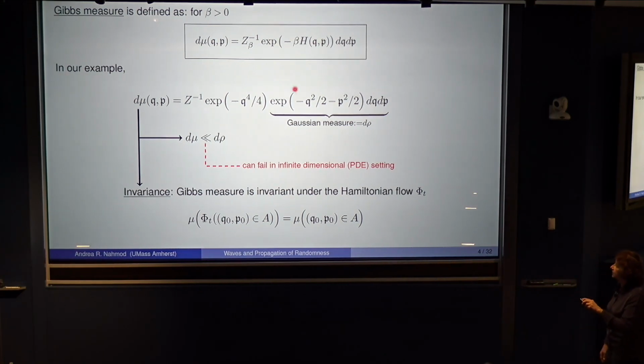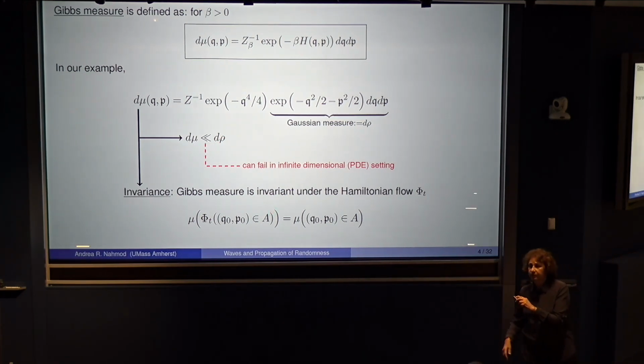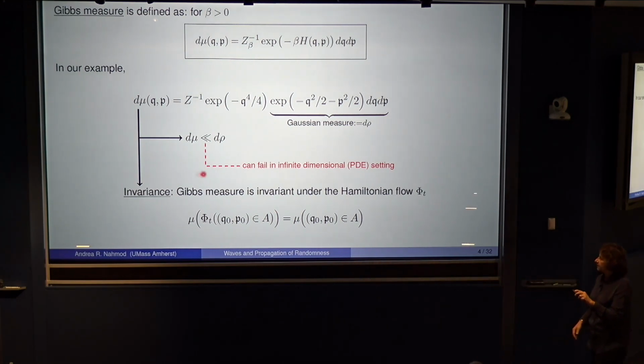So in the example for the potential that I gave you, this translates into simply the exponential of minus q to the 4 over 4 times, I put the q squared here, a Gaussian measure, okay? So this Gibbs measure is nothing but a weighted Gaussian measure, like the Radon-Nikodym derivative. And so it's absolutely continuous with respect to the Gaussian, in the sense that the measure of a Borel set is 0 every time that the measure of the raw measure is 0. And this is actually a property which we will see at the end of the talk that can fail in the infinite dimensional setting.